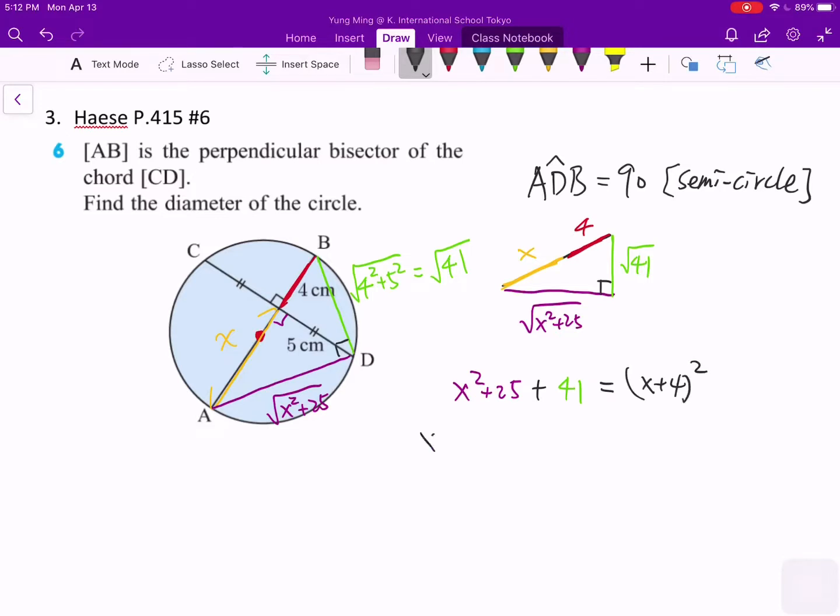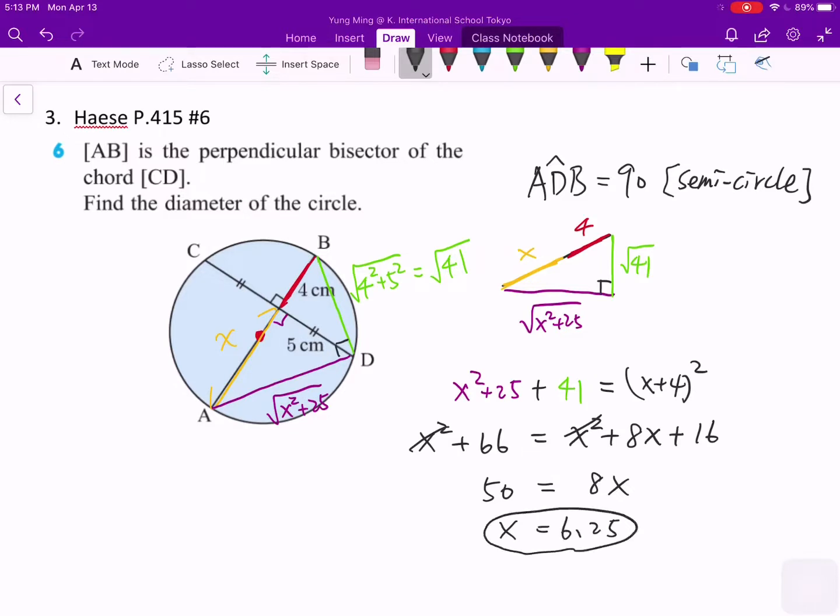So we get x squared plus 25 plus 41, which is 66, and that equals x squared plus 8x plus 16. The cool thing is we can just cancel all the x squared, so we don't actually have to solve a quadratic. So we get 8x, throw the 16 to the other side, we get 8x equals 50, so x is equal to 6.25.